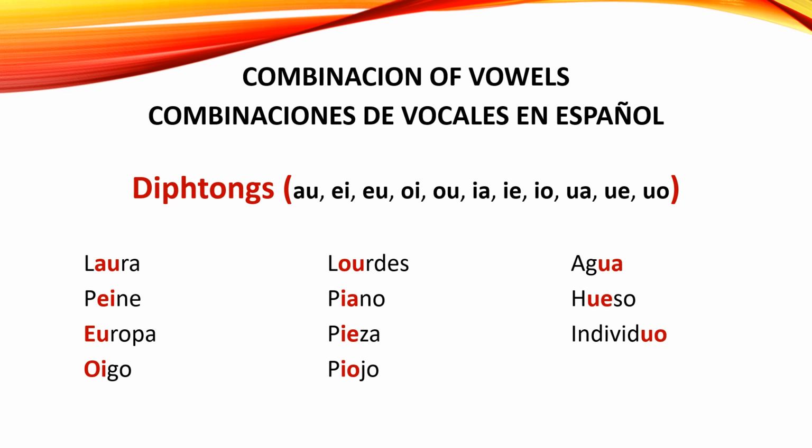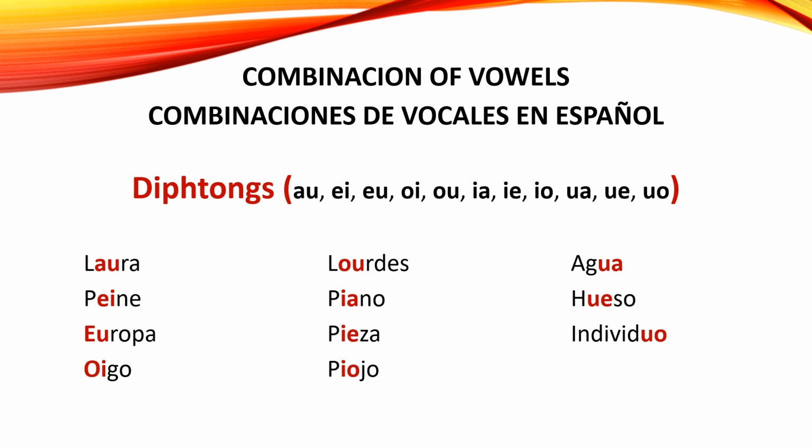Vowels can combine themselves, forming what is called in English diphthongs, diptongos in Spanish, and it can be the combination of the following vowels: au, ei, eu, oi, ou, ya, ye, yo, wa, we, wo.